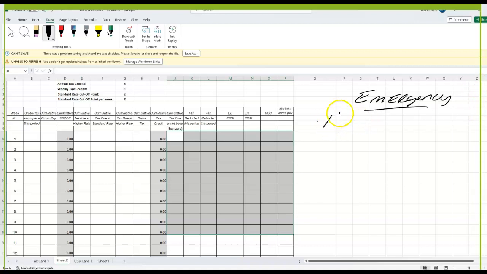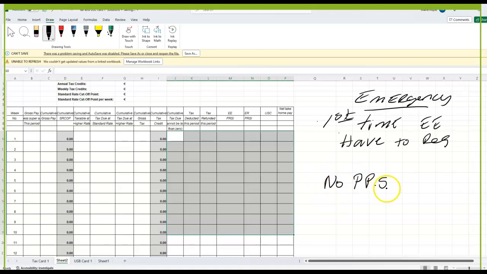Exactly. So for the first time, an employee has to register themselves. First time employee have to register with the Revenue Commissioners. If not, they will remain on emergency. What other circumstances might somebody be on emergency? Exactly, Veronica. There's no PPSN, so they haven't brought in the PPSN number, so therefore it has to go on to emergency straight away. So a first-time employee, they have to register.